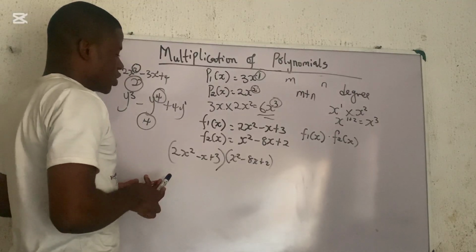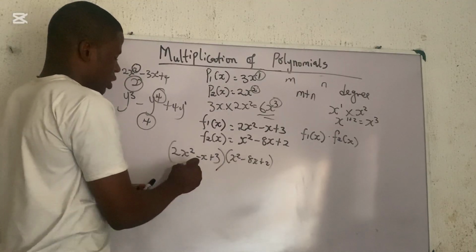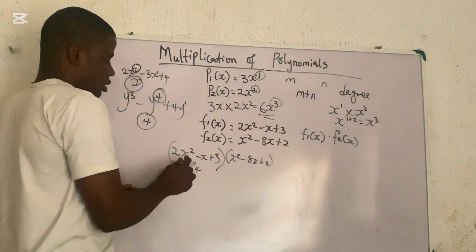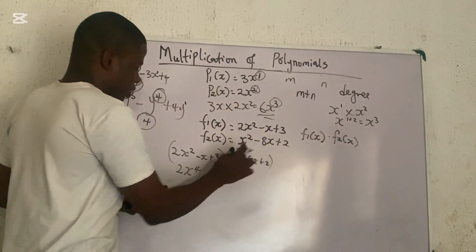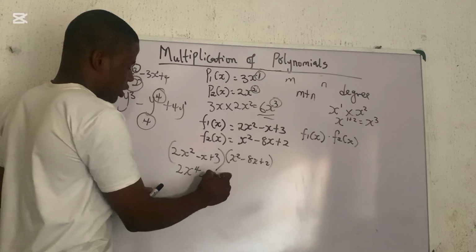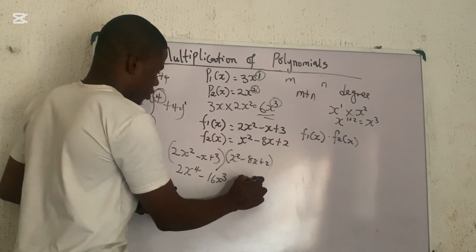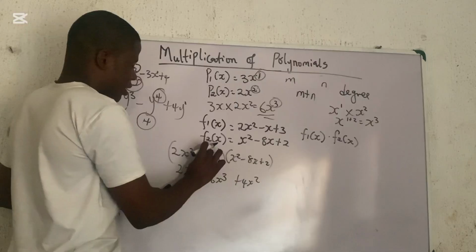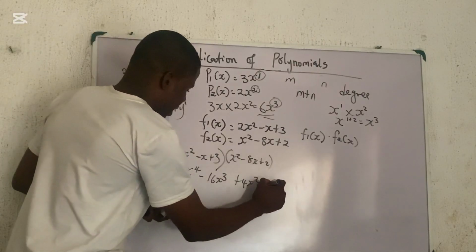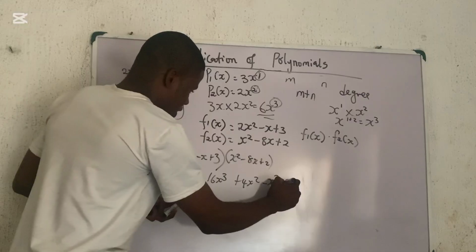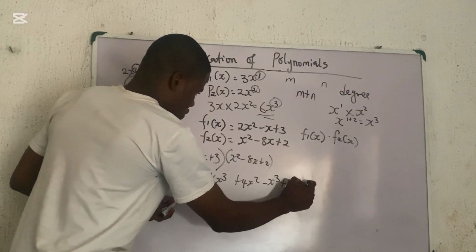Now let's go. 2x squared times x squared is 2x raised to power 4. Yes. 2x squared times minus 8x would be minus 16x raised to power 3. 2x squared times plus 2 will be plus 4x squared. Minus x times x squared will be minus x raised to power 3. Minus x times minus 8x will be plus 8x squared.